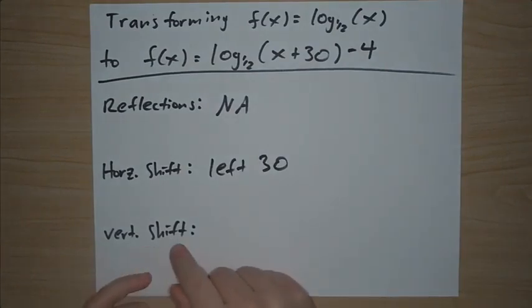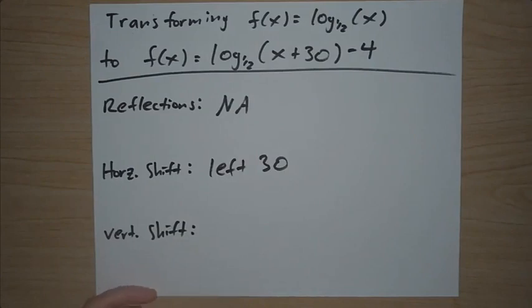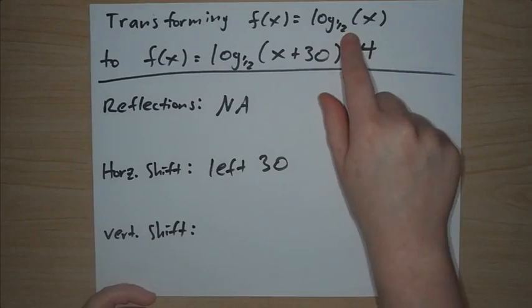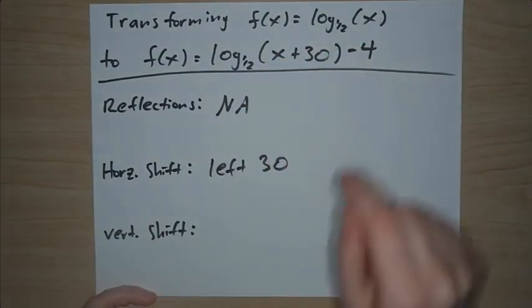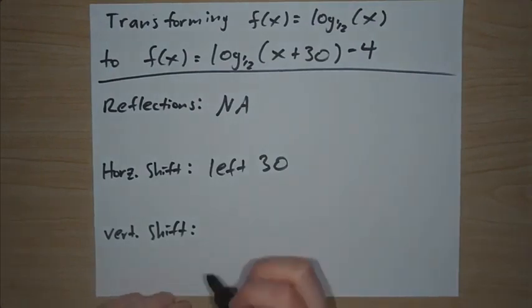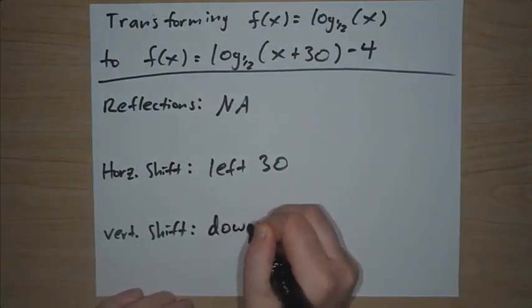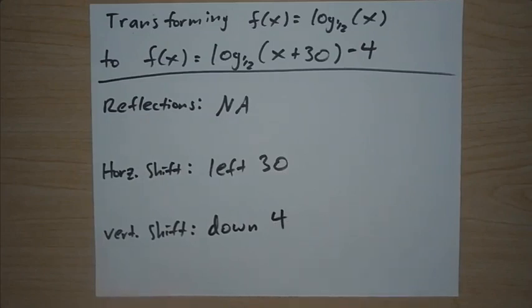Next, we'll look at vertical shifts. Vertical shifts are what are added or subtracted from the entire function. So we have our function here, and we're subtracting 4. So this subtraction 4 means that we're going down 4 units. So now we're going to graph our function.